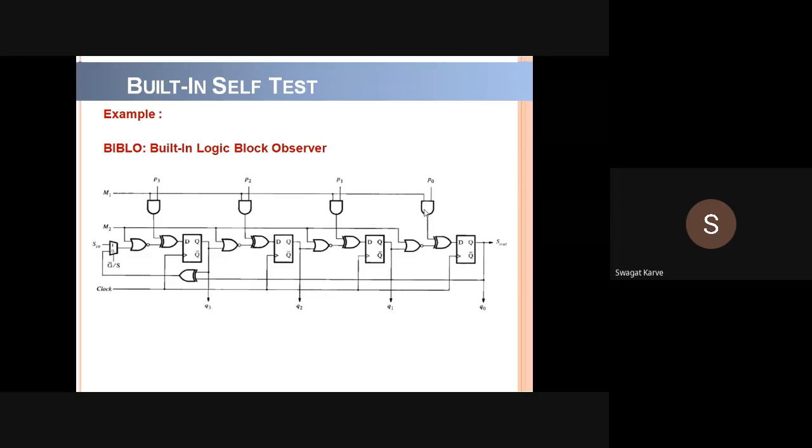Then the next and very important type of built-in self-test is the built-in logic block observer, right? This circuit we have already discussed. This built-in logic block observer operates in 4 different modes. You can use this circuit in 4 different modes, or you can say for 4 different purposes. What are those?